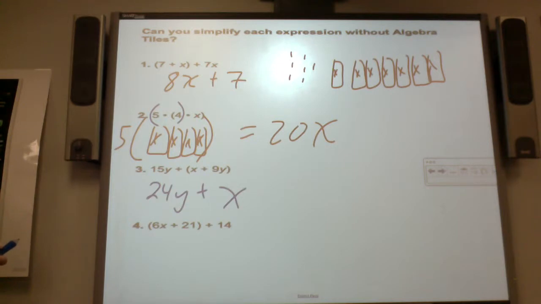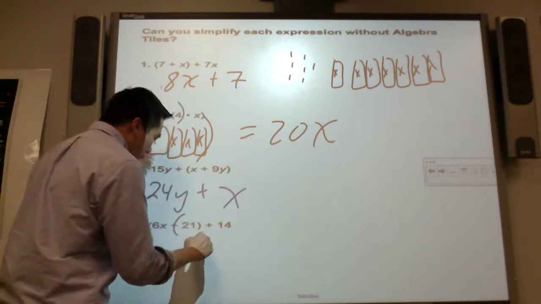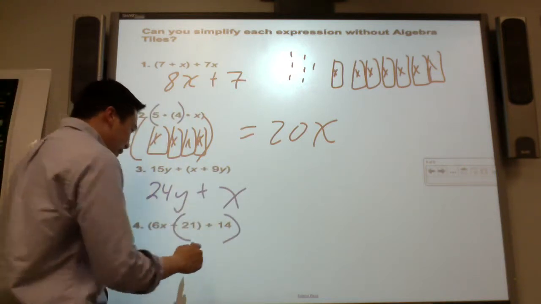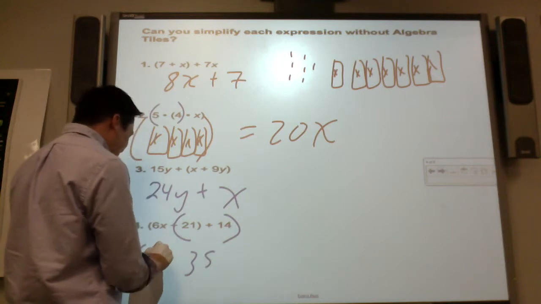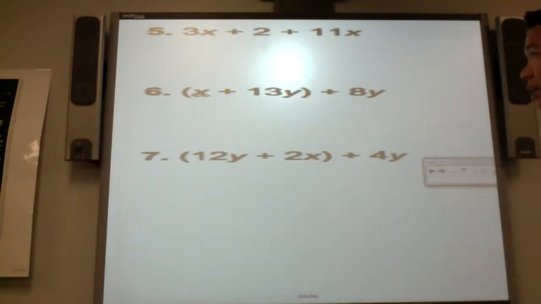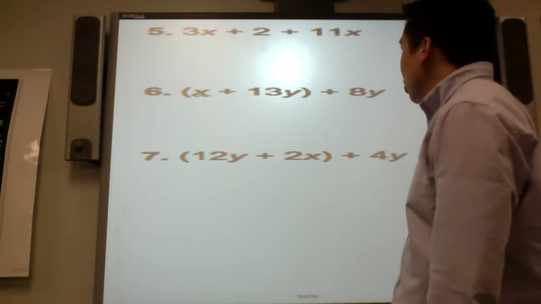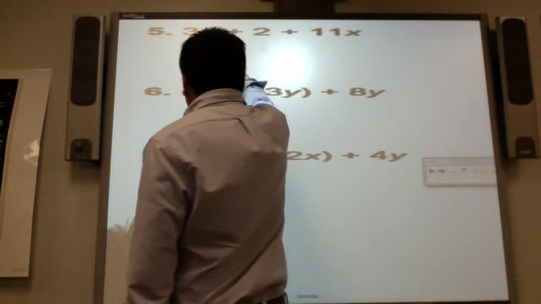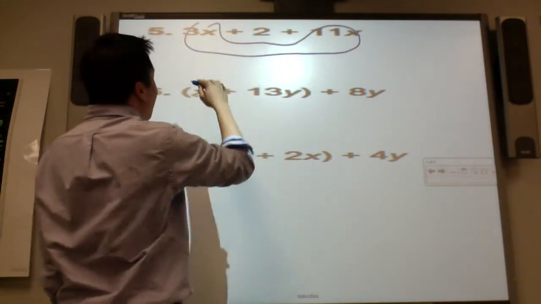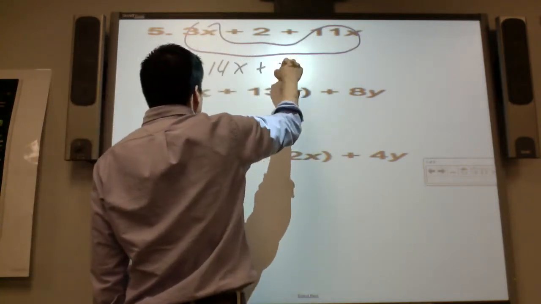Number 4. You have 6 x's. You have 21. Then you have 14. Using the associative property, can I group the 21s with the 14s? That would be 35. And how many x's do you have? 6x plus 35. Number 5, 3x plus 2 plus 11x. So grouping the x's together, associative property, that's 14x plus 2.